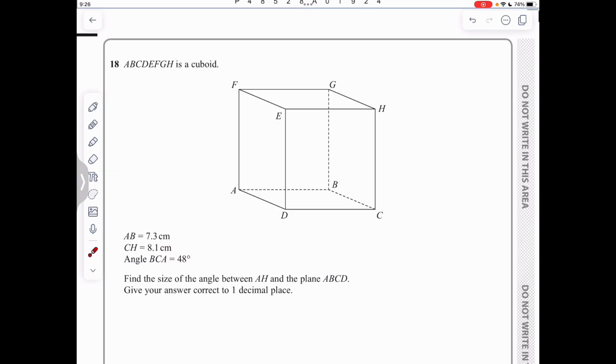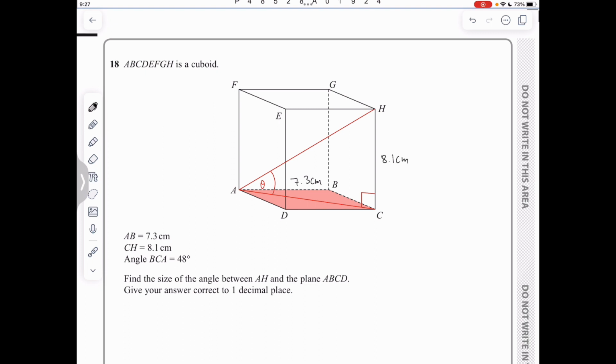In 18, we're given this cuboid here. We are told that the length of AB is 7.3 centimeters, the length of CH is 8.1 centimeters, and angle BCA is 48 degrees. We need to find the size of the angle between AH and the plane ABCD. So let me start by highlighting the plane ABCD. And if we draw the line AH, we can see that the angle we're trying to find is the angle marked theta here.